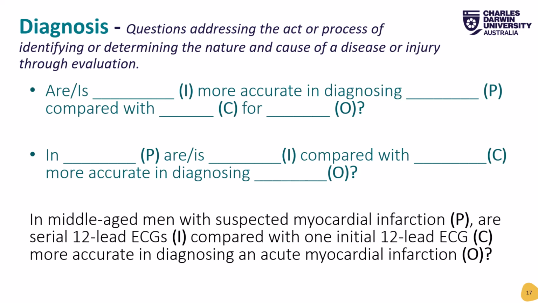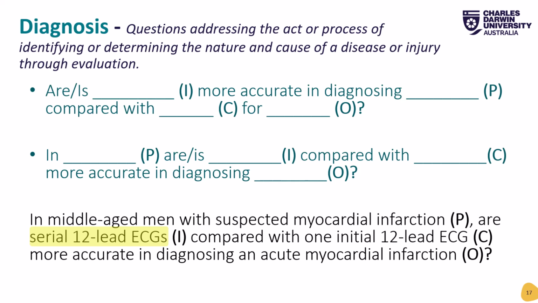For example, we have middle-aged men with suspected myocardial infarction. Are serial 12-lead ECGs compared to one initial 12-lead ECG more accurate in diagnosing an acute myocardial infarction? To formulate a question, we can structure it first by using the first intervention. The first intervention is the 12-lead ECGs.